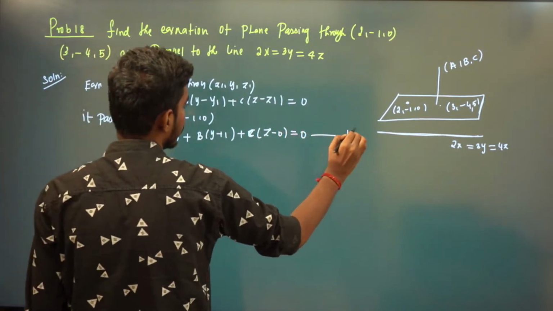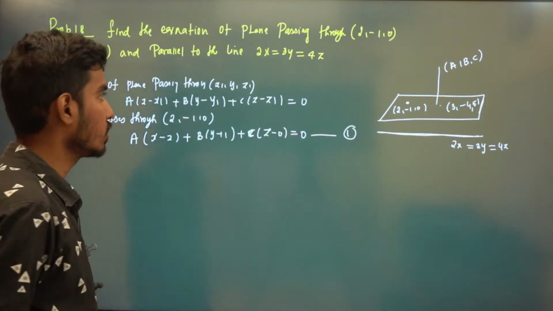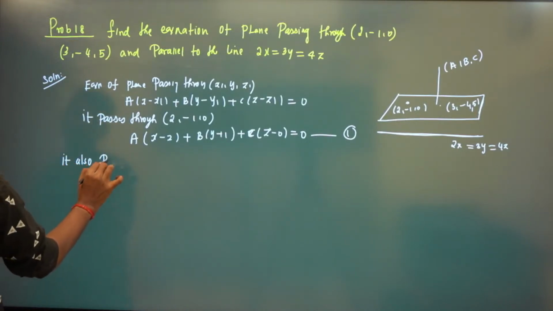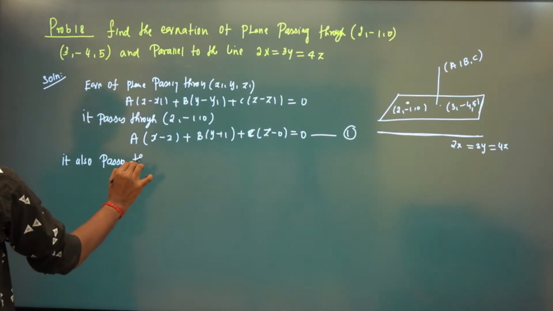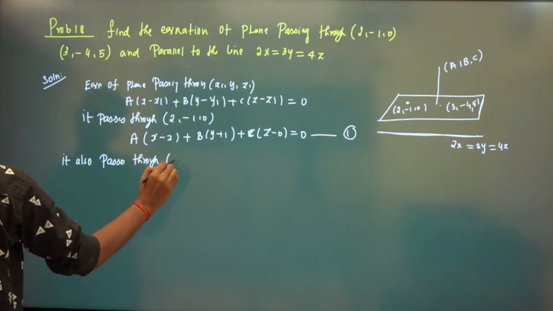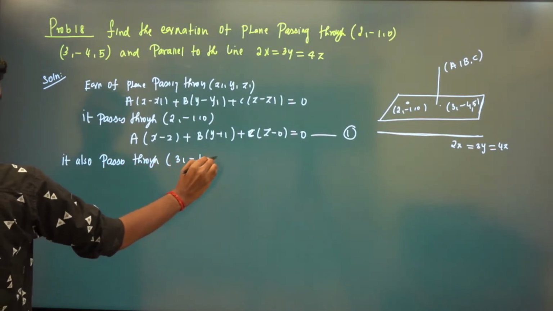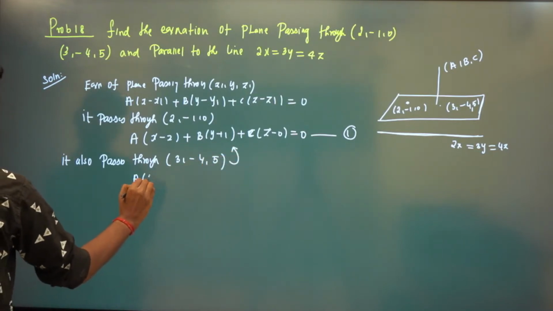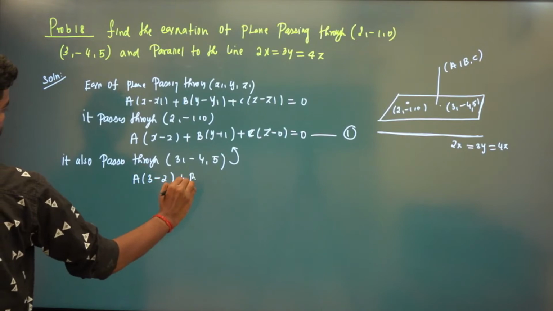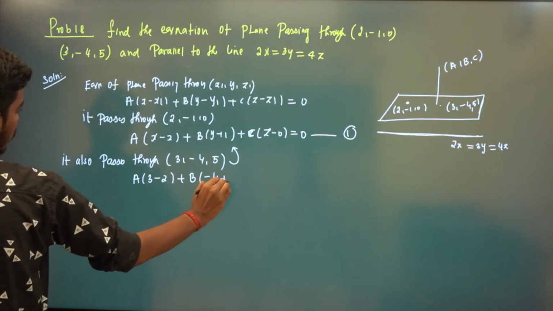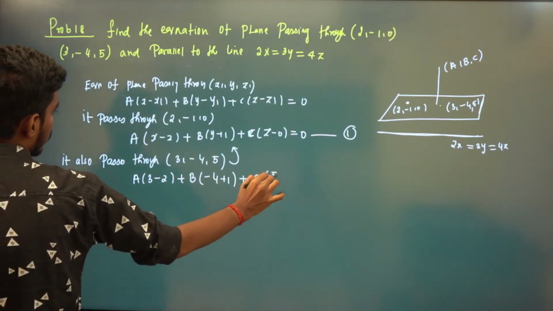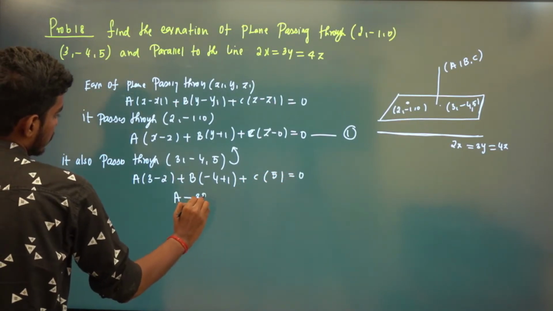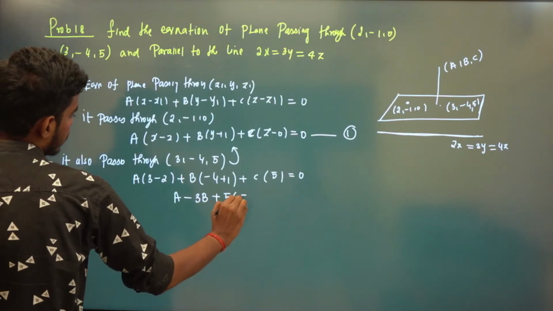This is the required equation, but we don't know A, B, and C. It also passes through 3 comma minus 4 comma 5. It will satisfy this equation. So we will have A into 3 minus 2, B into minus 4 plus 1, C into 5 is equal to 0. So we will have A minus 3B plus 5C is equal to 0.